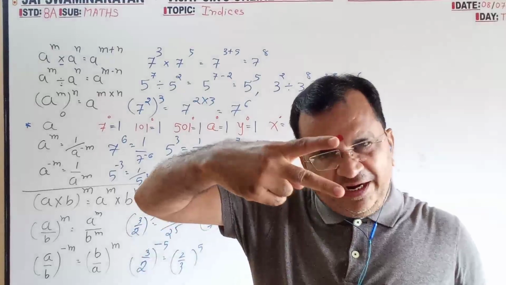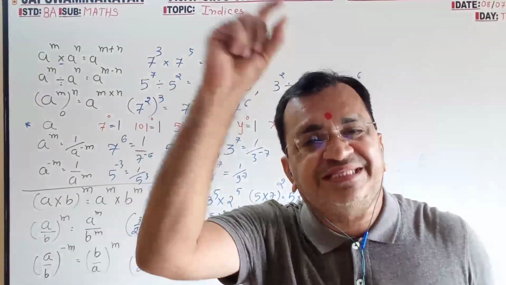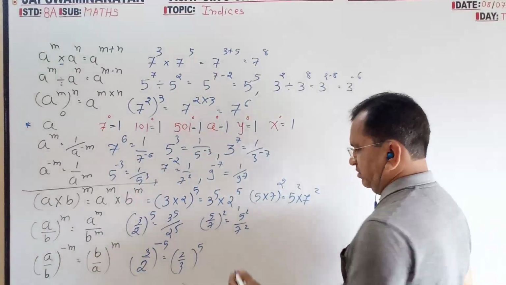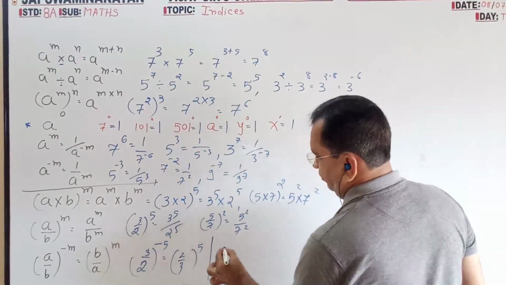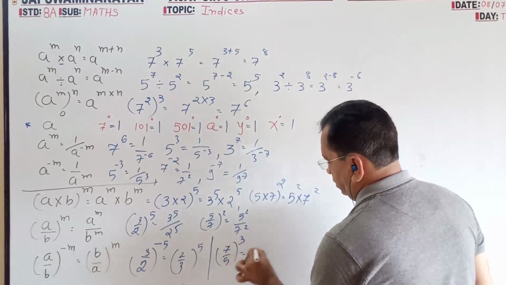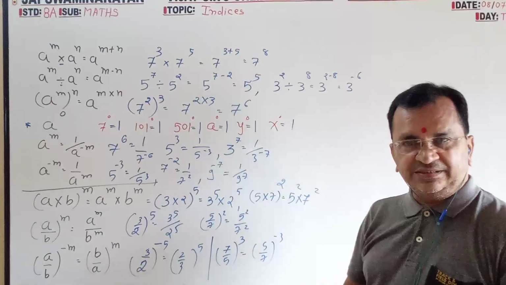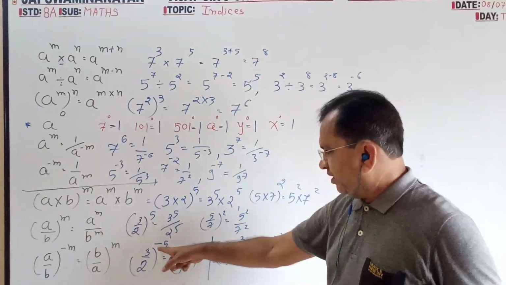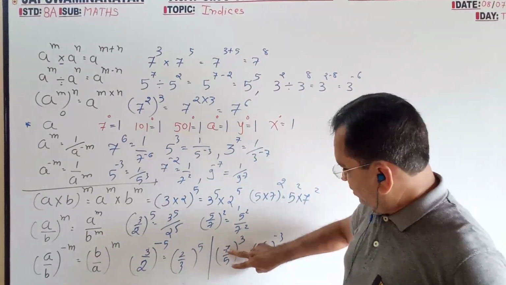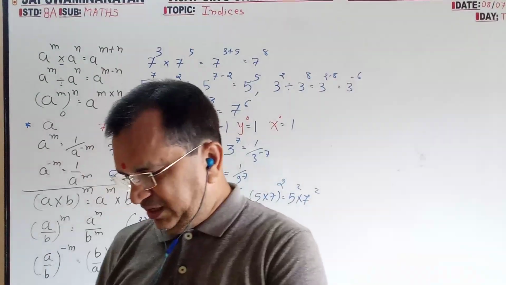So if you change numerator and denominator, the power will become negative from positive. If it is negative, it becomes positive. Both: this is negative to positive. Suppose it is 7 by 5 raised to 3, so 5 by 7 raised to minus 3. Vice versa: if you change this from negative to positive, if you change again.